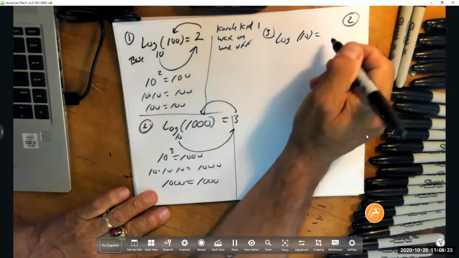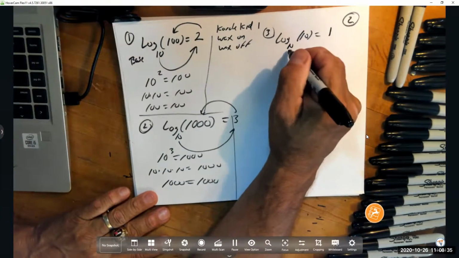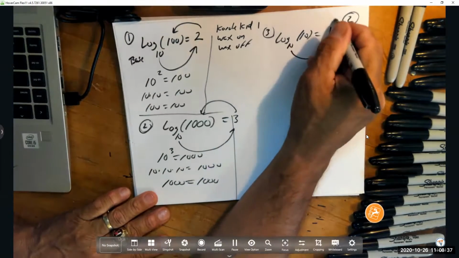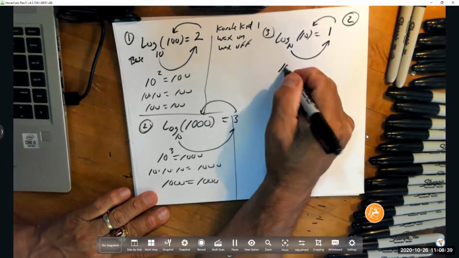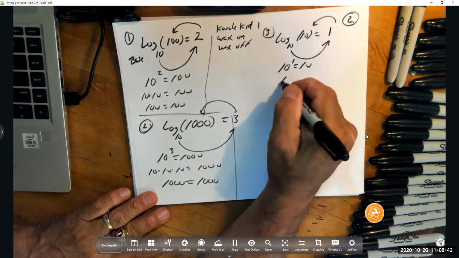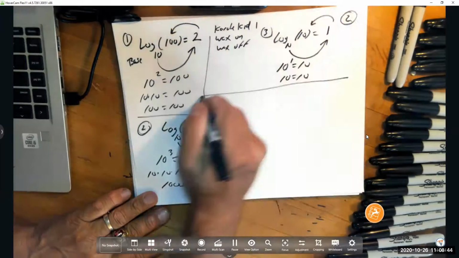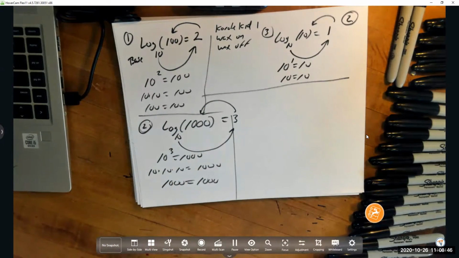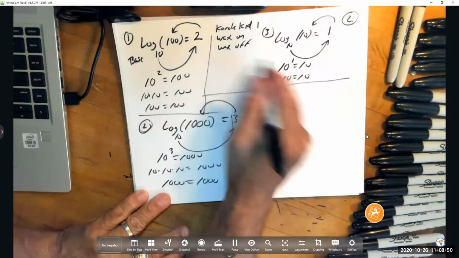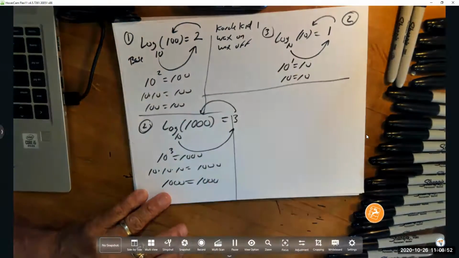Because this is base 10. This is 10 to this power should give me this answer. So it's 10 to the 1. Give me a 10. 10 equals 10. Yes, it does. Okay, does that make sense so far? All right, now these are all LOGs, because I have it on the calculator like this.